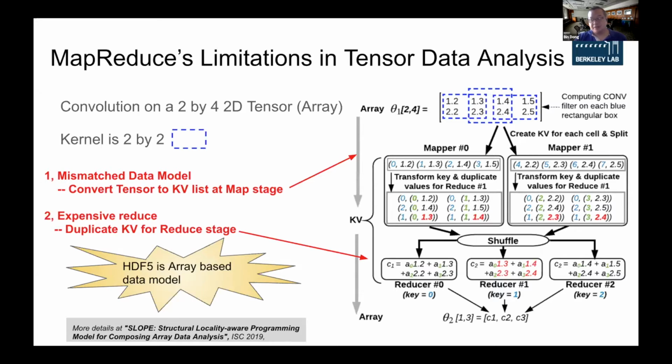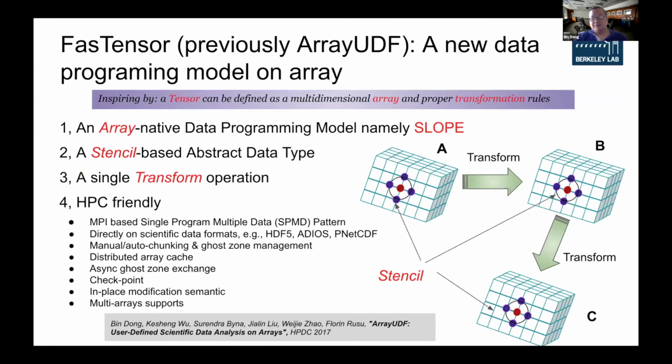Remember, let me remind you that HDF5 is actually an array-based data model. So that means MapReduce is not a good fit for HDF5-based data analysis. To address this issue, we propose a new programming model named FasTensor. We used to call it ArrayDiff in our research paper.